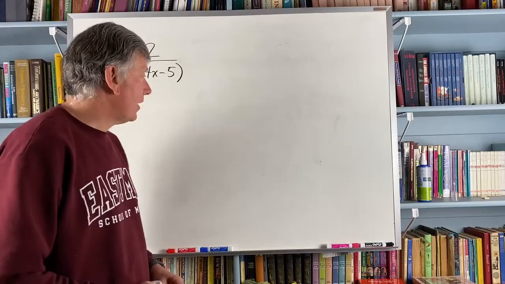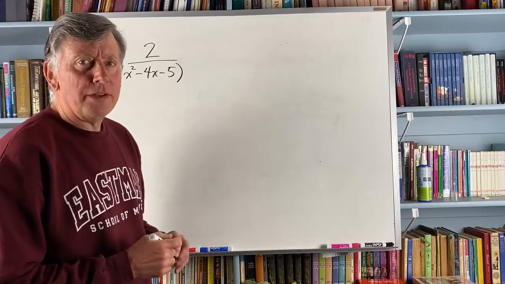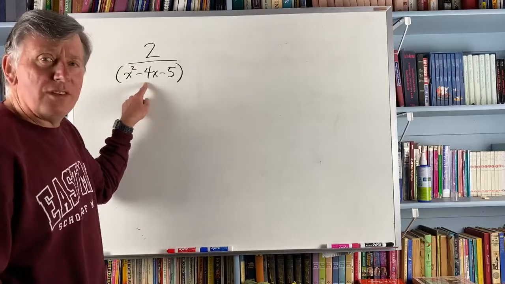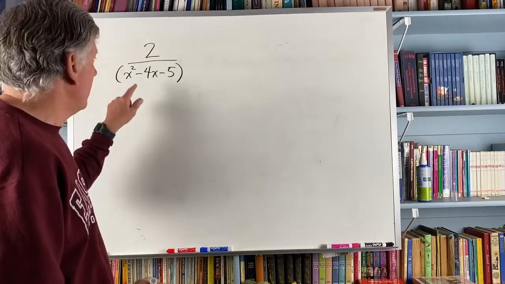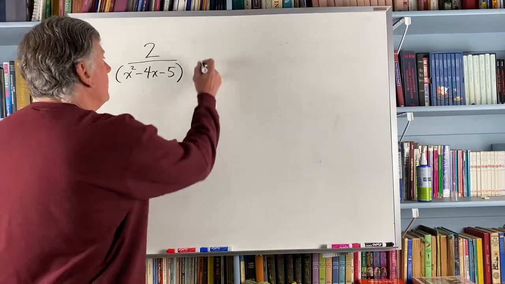I'm going to demonstrate partial fractions now with a very simple one. Simple is best to start with. The first thing to do is look at this denominator. Nothing really interesting about the numerator, but the denominator can be factored. Let's do that right now.